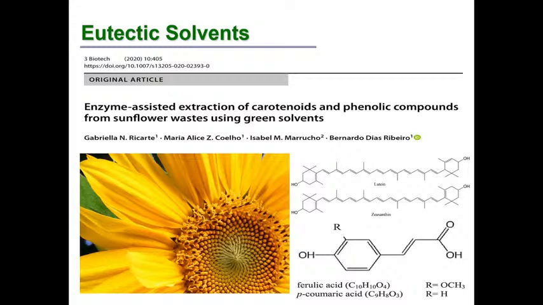Another example is the use of eutectic solvents extracting bioactives from plants. It's this work, my recent work, that used a combination of hydrophobic eutectic solvents with enzymes to extract some types of carotenoids like lutein, zeaxanthin, and phenolic compounds, né? Basically phenolic acids from sunflower waste. Here are the petals, né? Sunflower petals, the florets of the flower that is not used or used in an ornamental way.